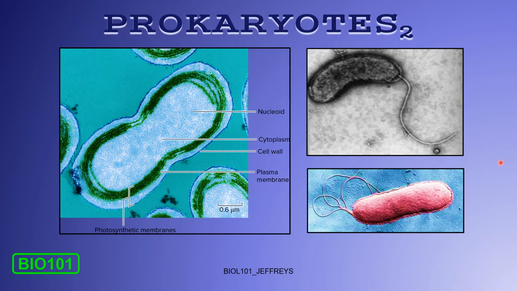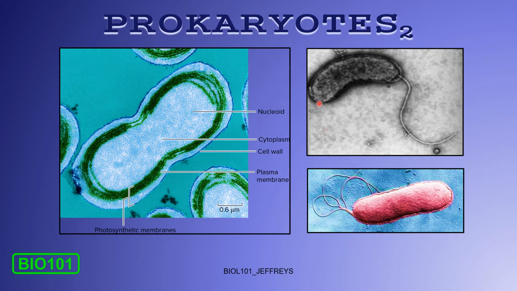So here are some micrographs of prokaryotes. Here you can see the single circular chromosome, cytoplasm on the inside. All cells have cytoplasm. Plasma membrane, all cells have a plasma membrane. You can see the cell wall out here made of peptidoglycan. And the area inside of the chromosome is called the nucleoid.